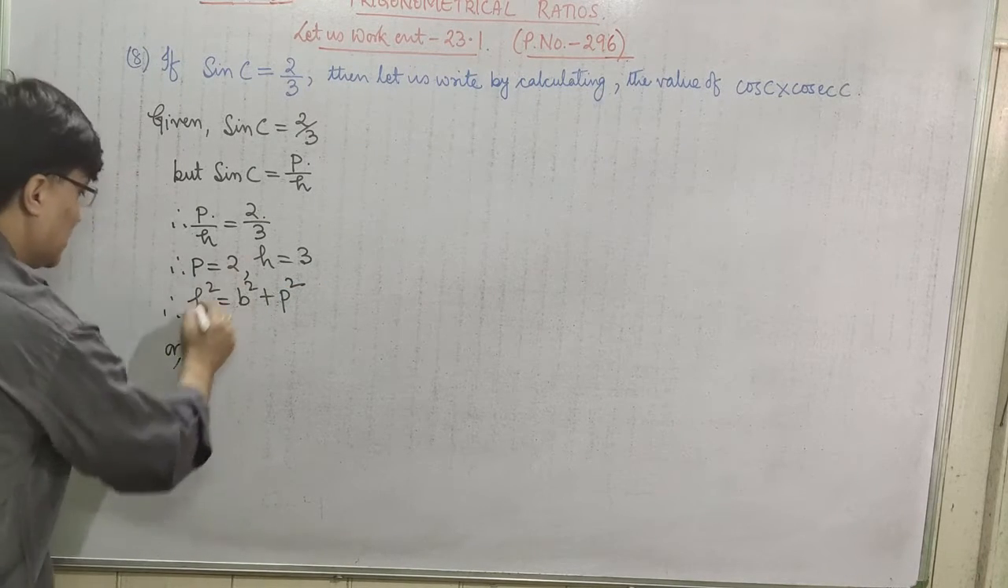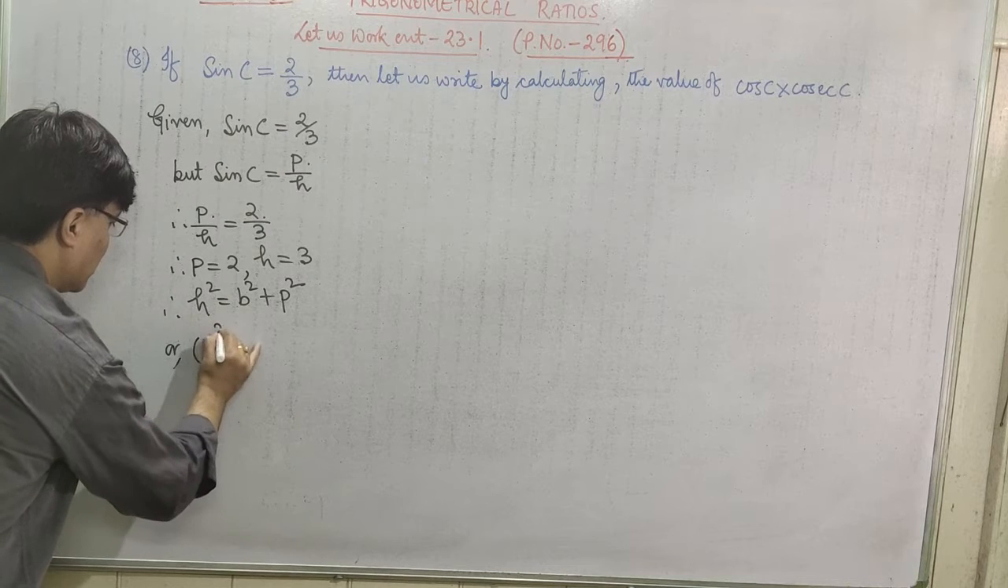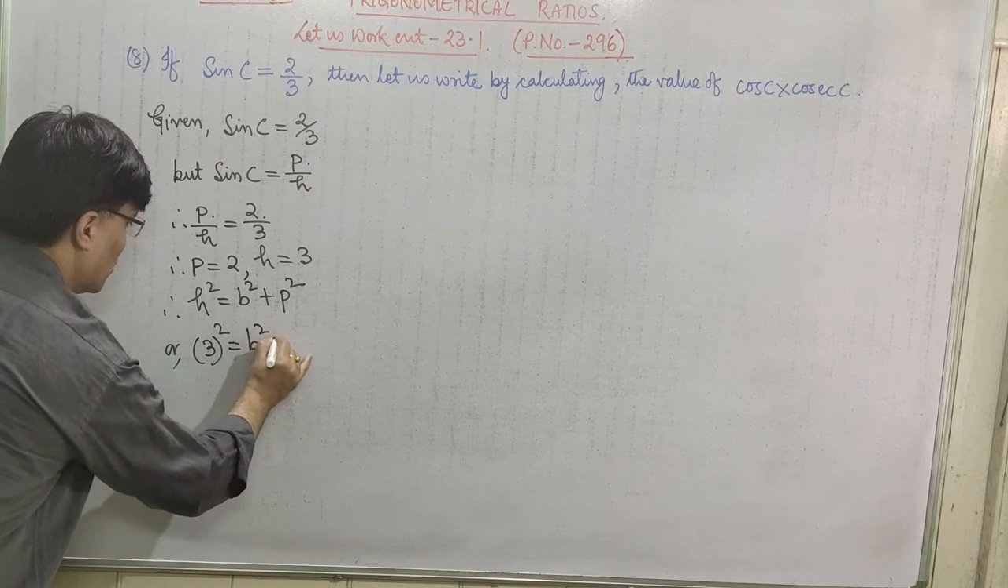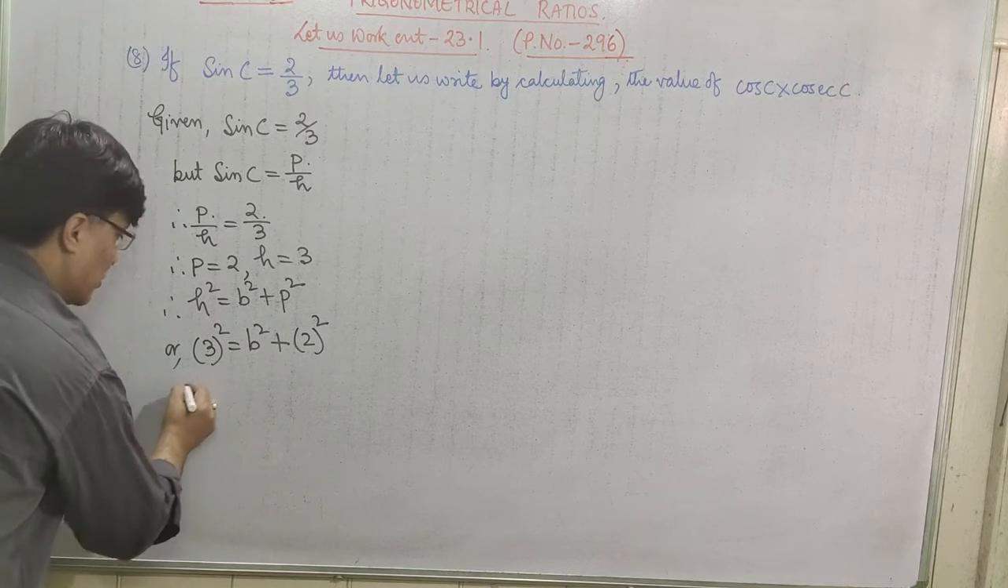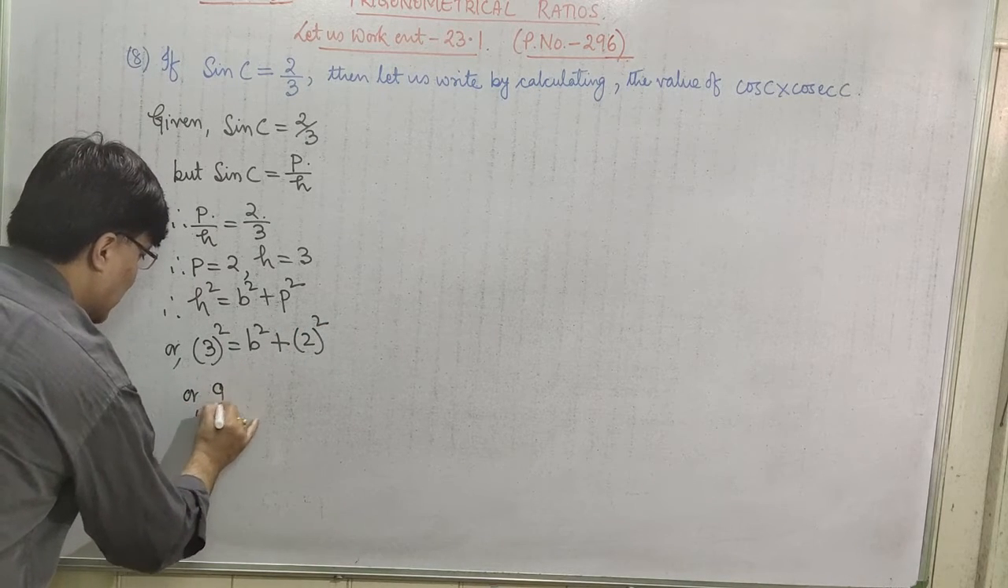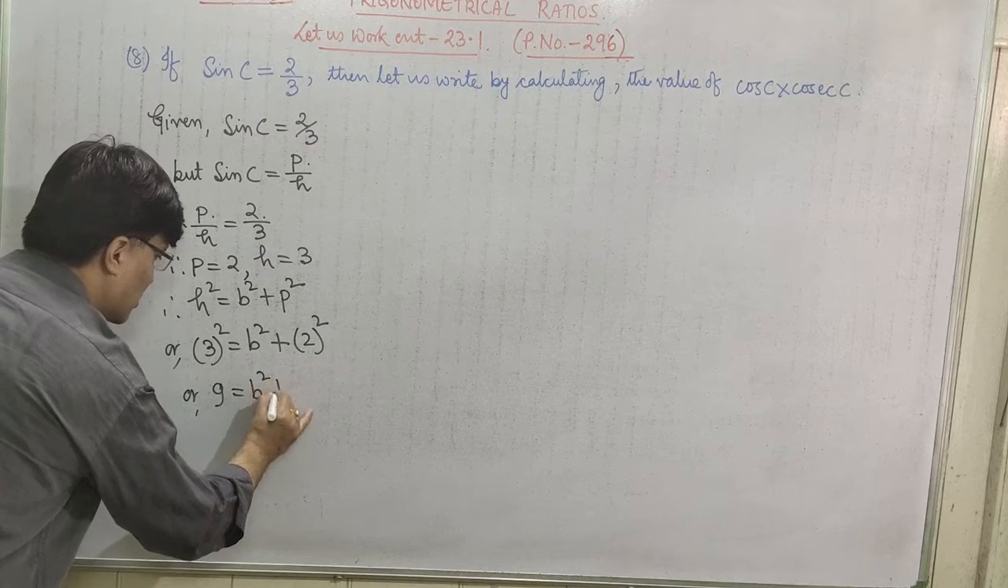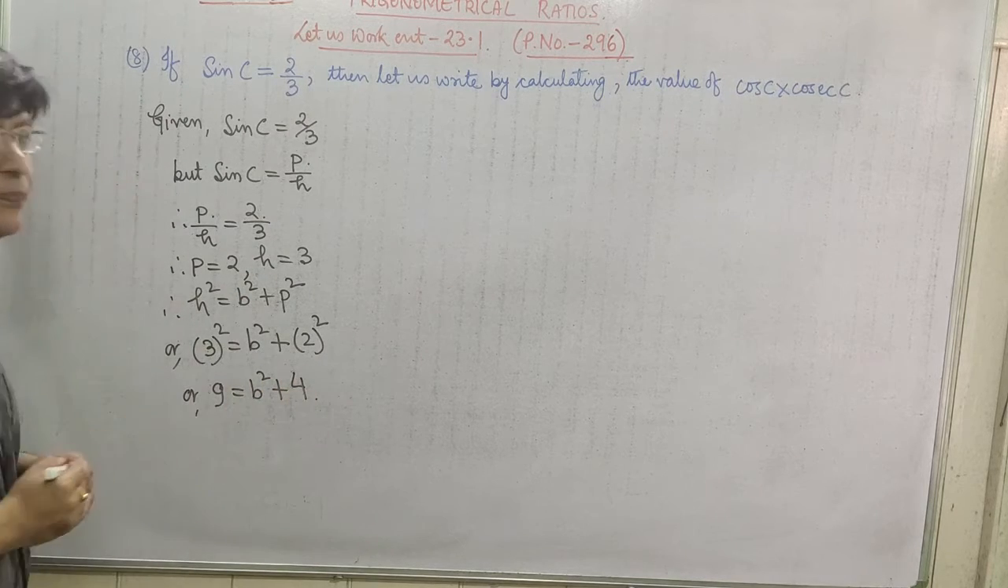Now what is H squared? This is your 3 squared. B squared is unknown, plus what is P squared? This is your 2 squared, right? What is 3 squared? 9 is equal to B squared plus 2 squared, which is 4.